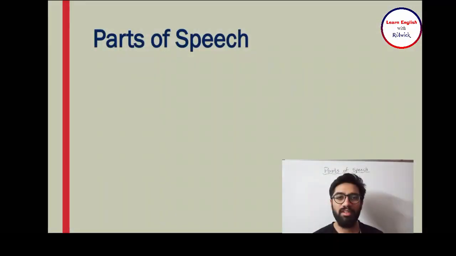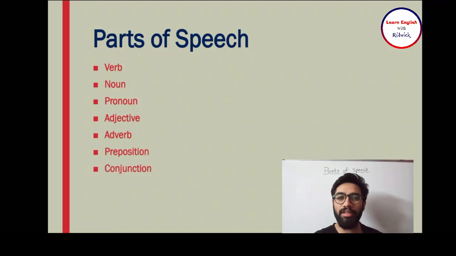So let's move ahead. These are the 8 parts of speech. These are verb, noun, pronoun, adjective, adverb, preposition, conjunction, and the last is interjection. We are going to talk about each of the parts with some examples.